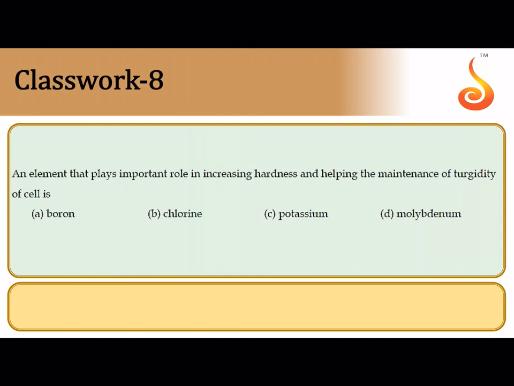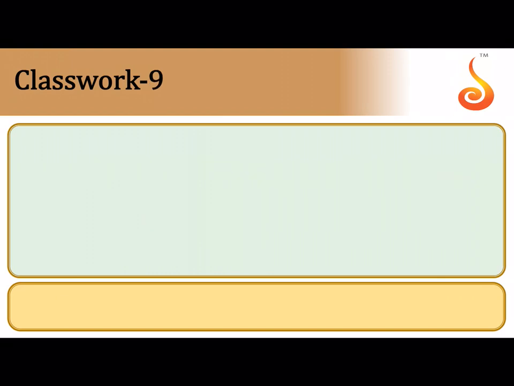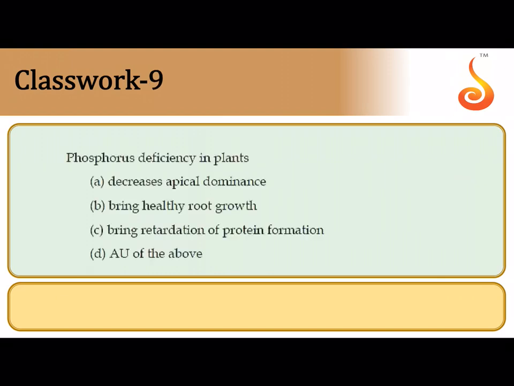An element that plays an important role in increasing the hardness and helping the maintenance of the turgidity of the cell. We just saw one of the ions play a very important role in the opening and closing of stomata. So it is the potassium ion. Potassium ion maintains the anion and cation balance. It's a cation with a positive charge. So it maintains the anion cation balance in the cell. It is also responsible for the opening and closing of the guard cell. It makes the guard cell turgid, and that's how the stoma opens.